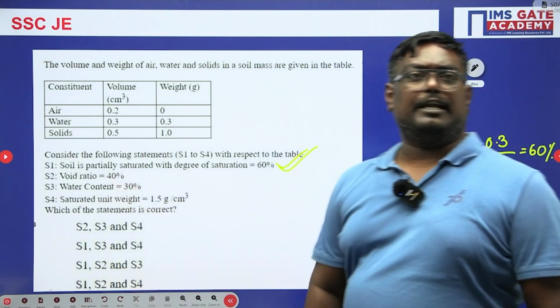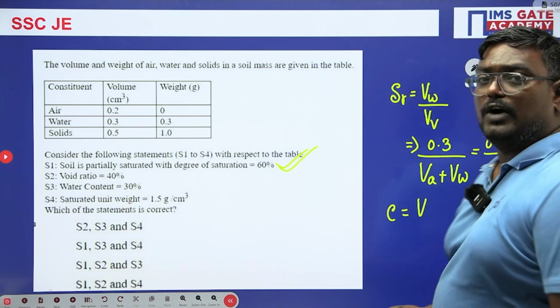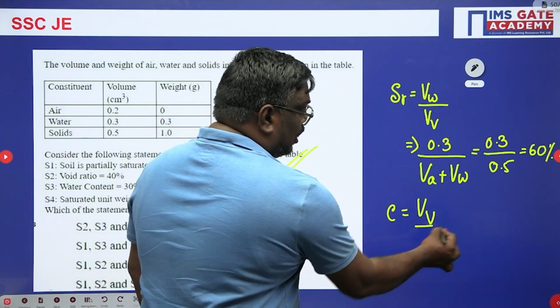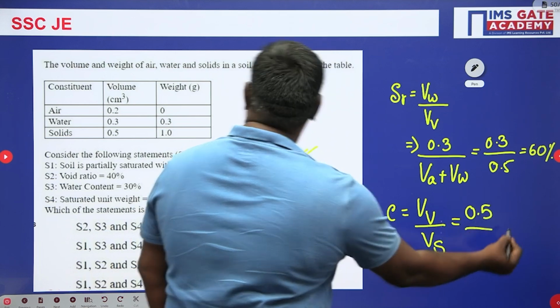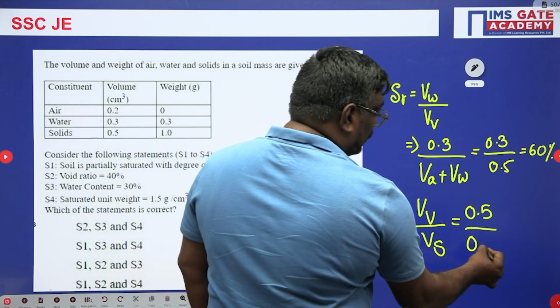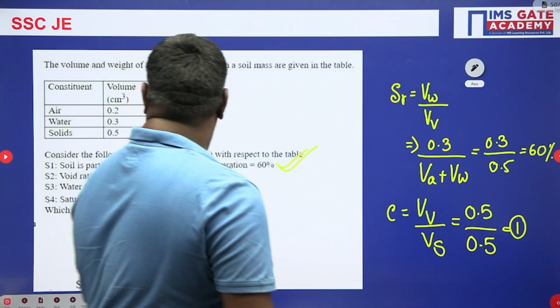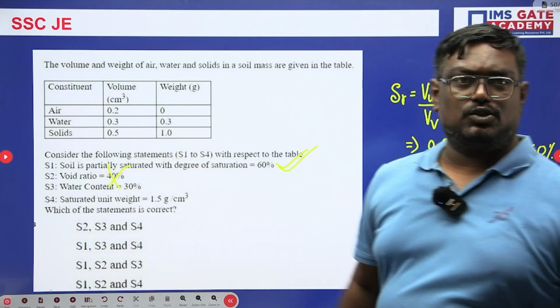Void ratio is 40%. So what is void ratio, sir? Just now I told you. What is void ratio, my dear students? Void ratio is nothing but e is equal to volume of voids by volume of solids. Volume of voids is how much, sir? 0.5. Obviously, volume of solids will also be 0.5. So void ratio will be equal to 1. So what is the answer they have given? Void ratio is given as 40 percent. So statement S2 is wrong.